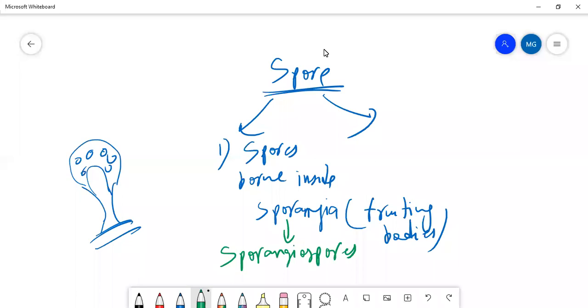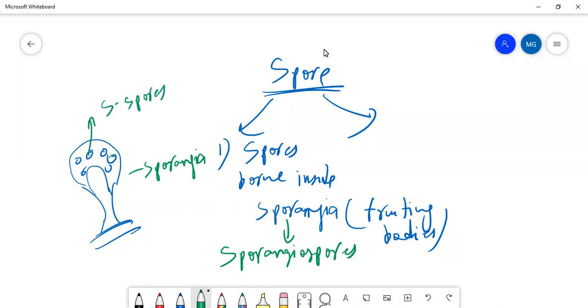ये देखो sporangiospores. ठीक है? तो ये क्या है? Sporangiospores. ये sporangia है हमारा. और ये क्या हमारे sporangiospores हैं. Spores, sporangiospores.